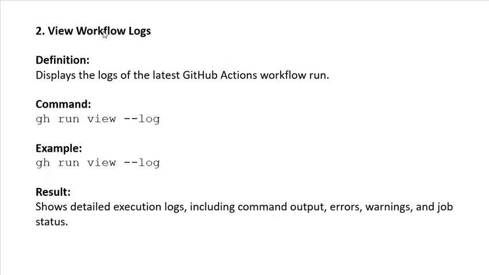Second is viewing the workflow logs, which displays the logs of a GitHub Actions workflow run. The command is gh run view --log, with the same syntax in the example. The result shows the detailed execution logs, including command output, errors, warnings, and job status.